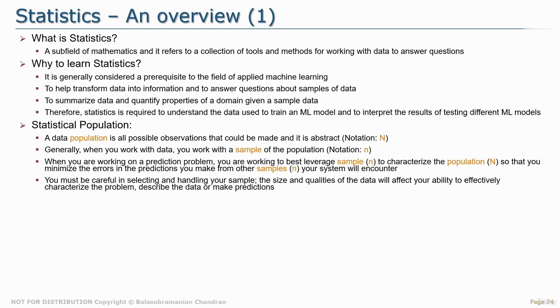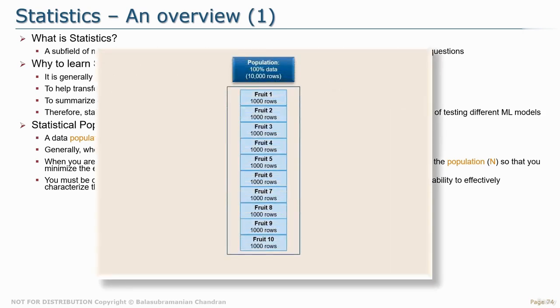Let's try to understand the population and the sample with an example. Population means the entire data set. Sample means a subset of the population. Care must be taken for selecting a sample. The sample must be the true representation of the population. What is true representation? Let's say we have a fruits dataset with 10,000 rows which has the details of 10 different fruits. Say apple has 1,000 rows, orange has 1,000 rows, and so on. So the population is equal to 100% of data, that is 10,000 rows for 10 distinct fruits.